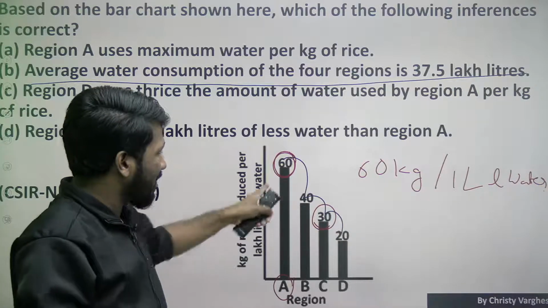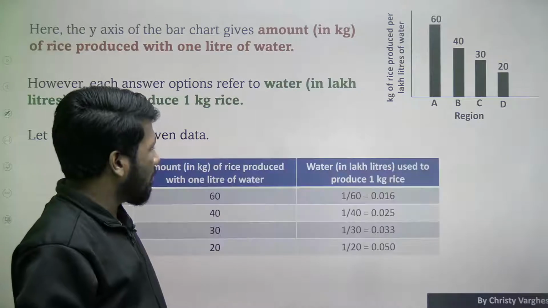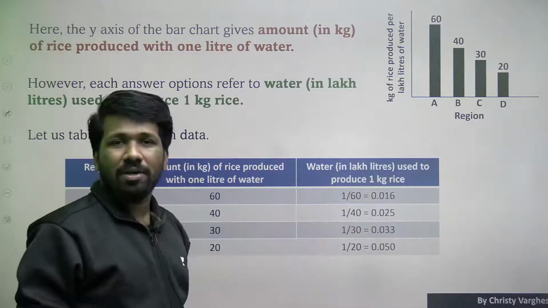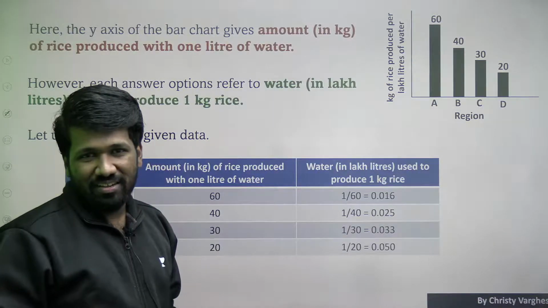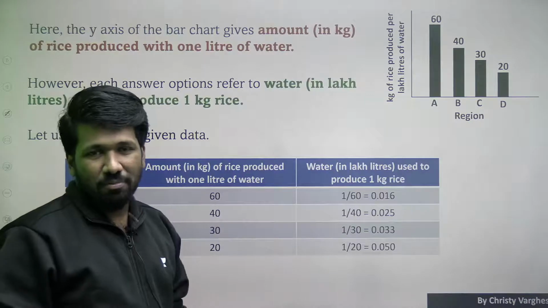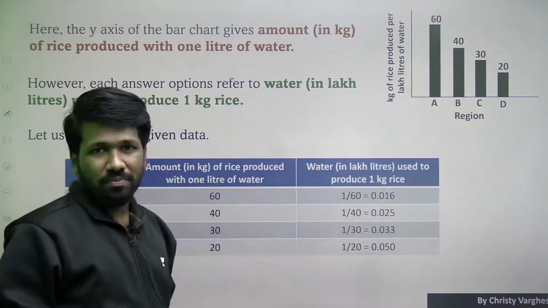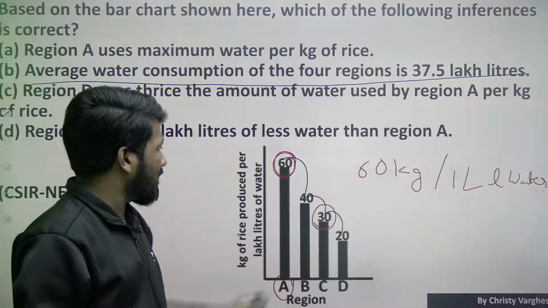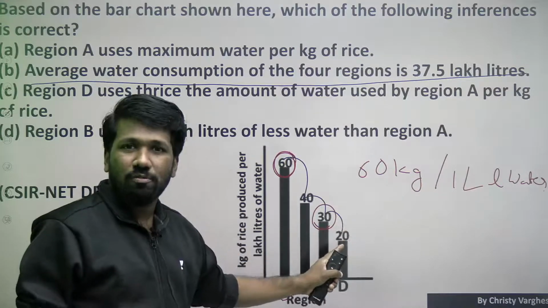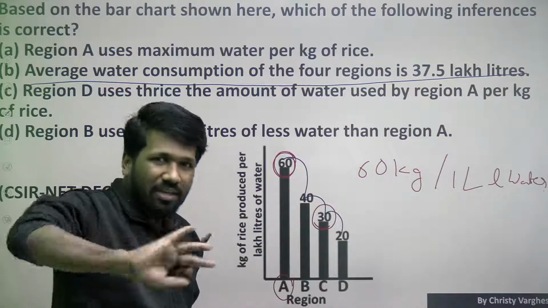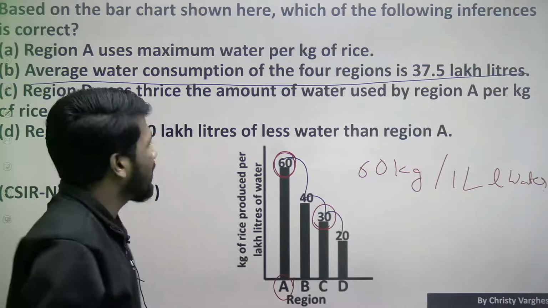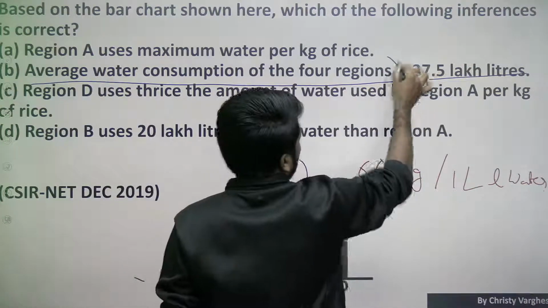Water consumption average के लिए 60, 40, 30, 20 का average नहीं, 1/60, 1/40, 1/30, 1/20 का average चाहिए. उसका average definitely 37.5 नहीं है, बहुत ही कम है उससे. When you calculate this wrongly you will see this is 37.5. So reciprocal का average anyway 37.5 नहीं होगा. That itself is enough to say that option B is wrong.